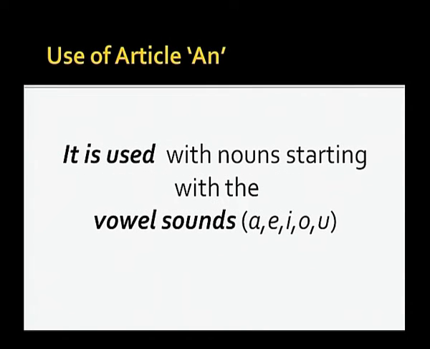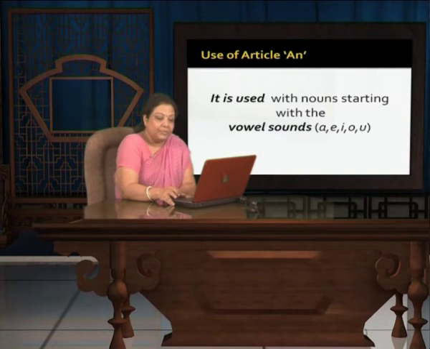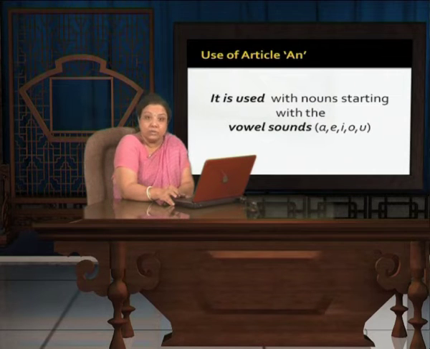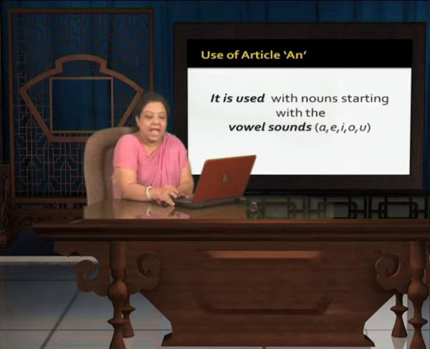Let's take another look at the use of the article an, which is again an indefinite article. It is used with nouns starting with vowel sounds. A very important thing you should keep in mind is that we go by sounds here. A, E, I, O, U, these are vowel sounds and not just the vowels. Normally we commit a mistake when children say that it begins with A and therefore we use an before that word. Keep in mind that if the sound is with these vowels A, E, I, O, U, we have to use an.